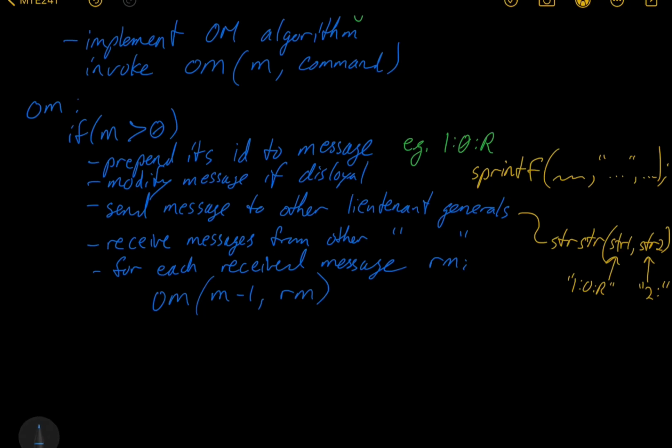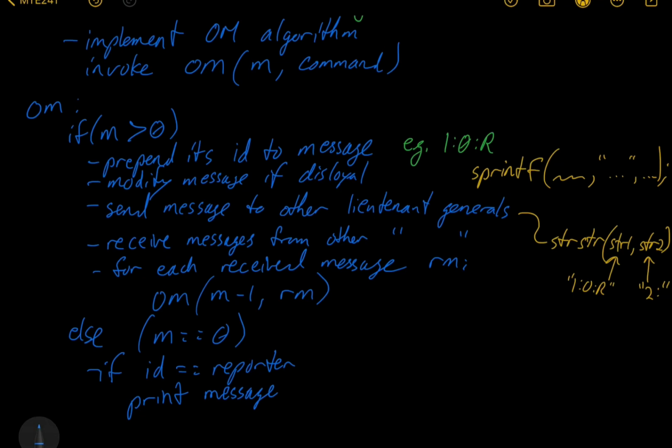And else, this will be the case where m is equal to 0: if the ID is equal to the reporter, so if this general is the reporter general, then you want to print out the message that's been received, and that's all you do. Otherwise, it actually just gets discarded. You just return, you don't do anything with it, since we're not calculating the majority values.